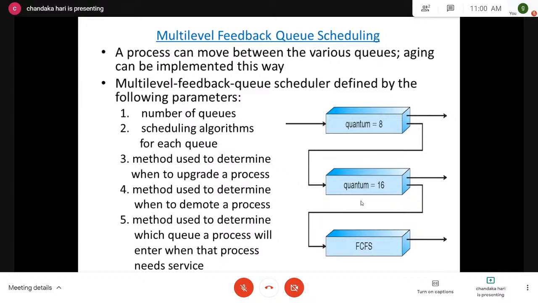So the minimum number of parameters is that these are the different queues. This is Q1 and this is Q2 and this is Q3. There are 3 queues running in my computer system. The CPU is not going to be moving between all the queues. The CPU is going to be fixed at only one queue. Now I'm going to be fixing the CPU in the first queue at quantum equal to 8. So there are 3 queues being maintained.